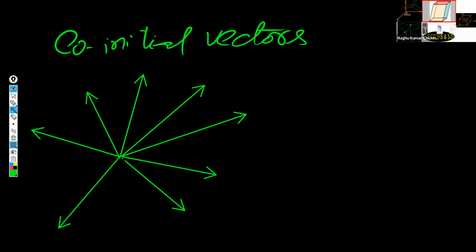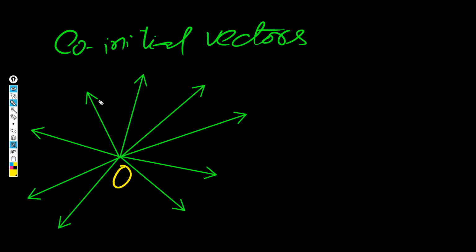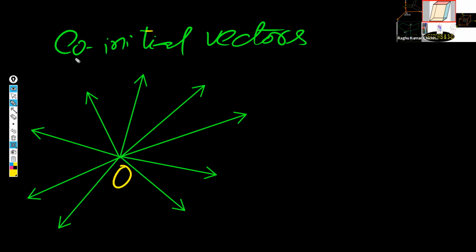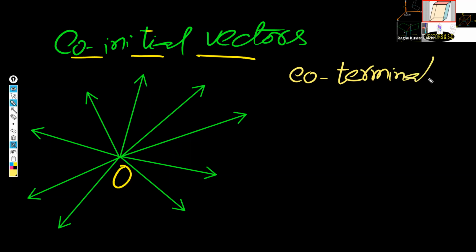all these vectors understand, are coinciding at the initial point. So these are all said to be co-initial vectors. Then obviously, I need not have to tell you what will be co-terminal vectors. What are the co-terminal vectors then? Co-terminal vectors. In the name itself, we have the meaning of it. Co-terminal. Exactly opposite to this.